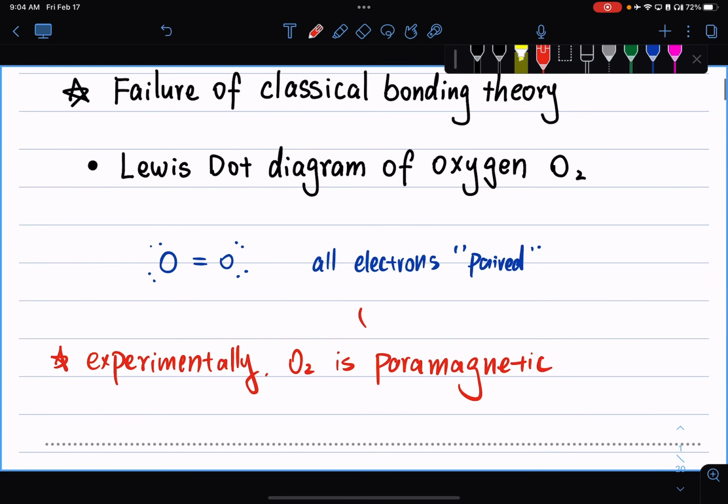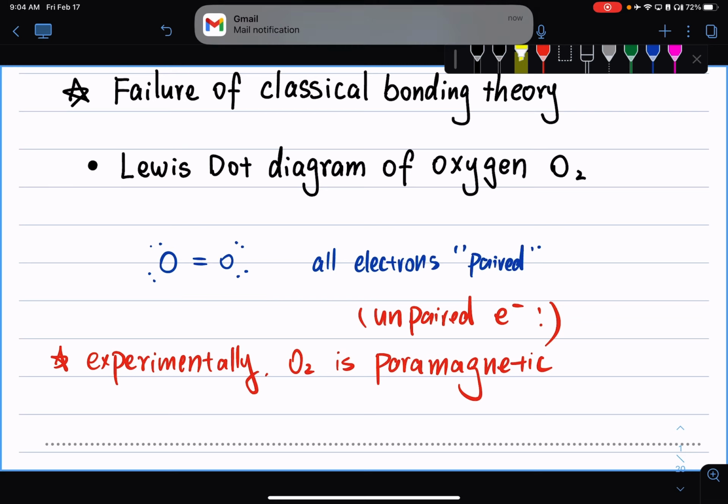And remember, when we're saying some species is paramagnetic, it means it has unpaired electrons. And here we have a clear contradiction between the classical bonding theory, where you can draw the Lewis-Dot diagram that looks like everything is paired up, but the reality tells you that oxygen gas has unpaired electrons. I probably may not be able to move very fast to see why O2 has unpaired electrons, but nevertheless, next Wednesday we'll be able to see it.